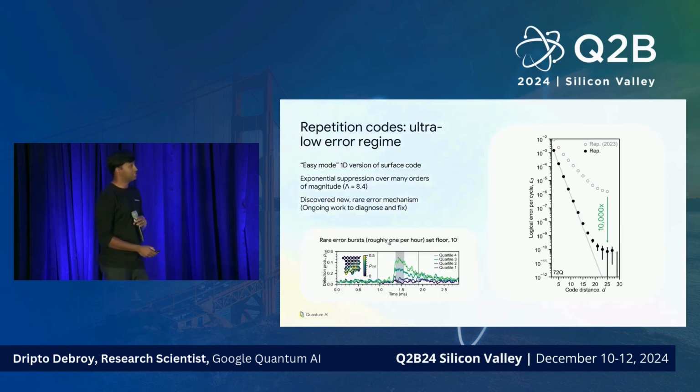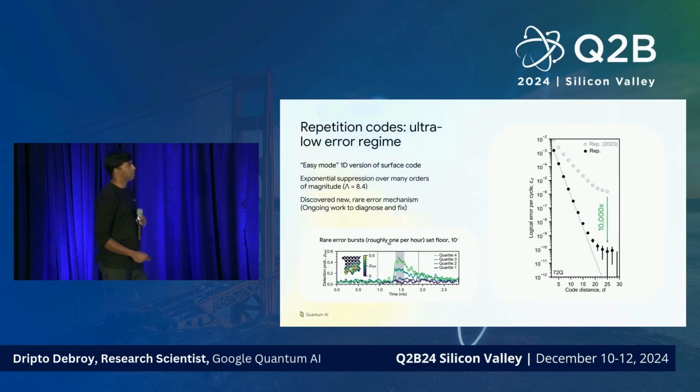So it's now about 100,000 times smaller. That's good. But roughly once an hour, we have another rare error burst that looks somewhat similar to the previous ones, but we can't understand yet. We're ongoing with explorations of trying to diagnose what exactly it is and mitigate it for the future.